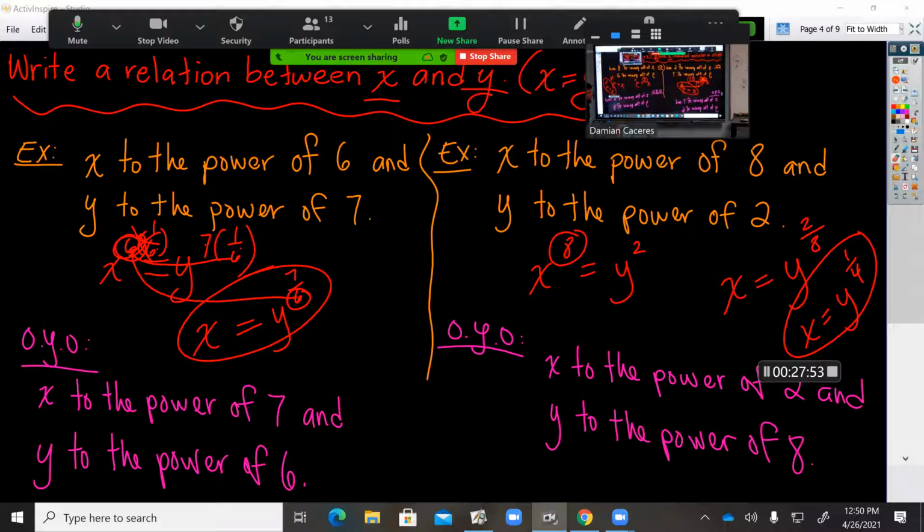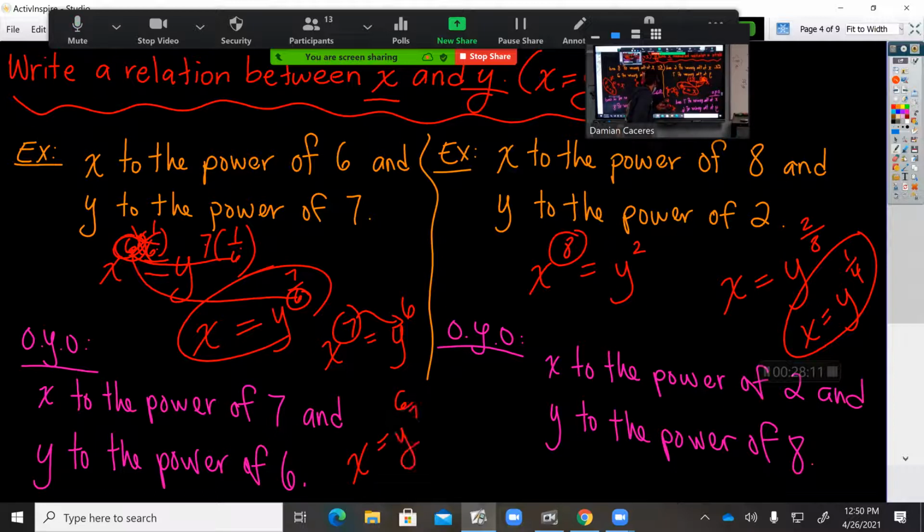So on the first on your own question, you have x to the power of 7 equals y to the power of 6. So again, this number becomes a denominator on the other side. So we have x equals y to the 6 over 7 as an exponent on the y. It is that simple.